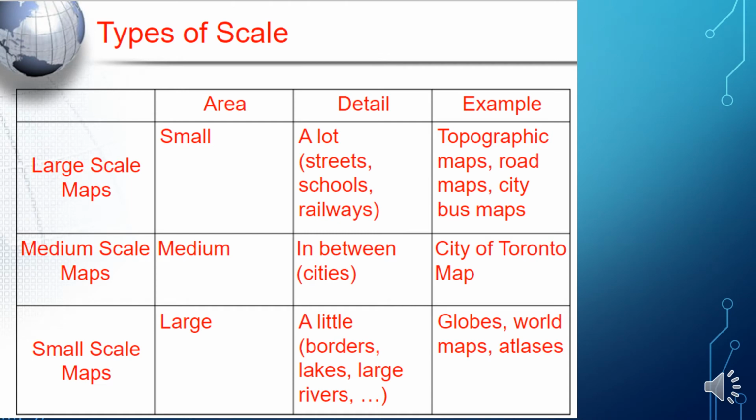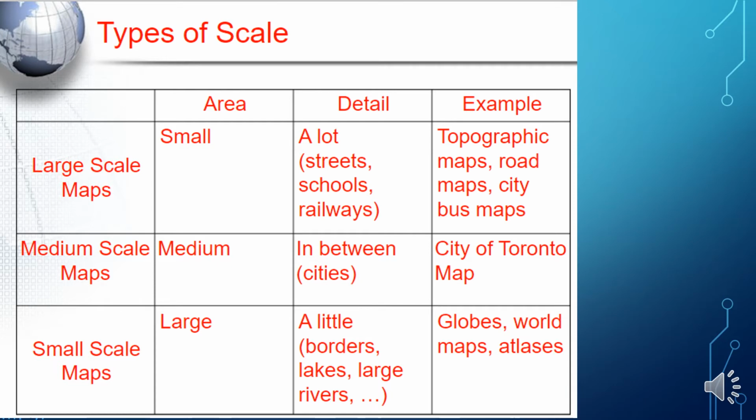With this, we can have a little look over here, which shows us the various types of scale and where exactly they are used. A large scale map usually covers a small area. A lot of detail is shown, and under this large scale map, we have your topographical map, road maps, city maps, and bus maps.